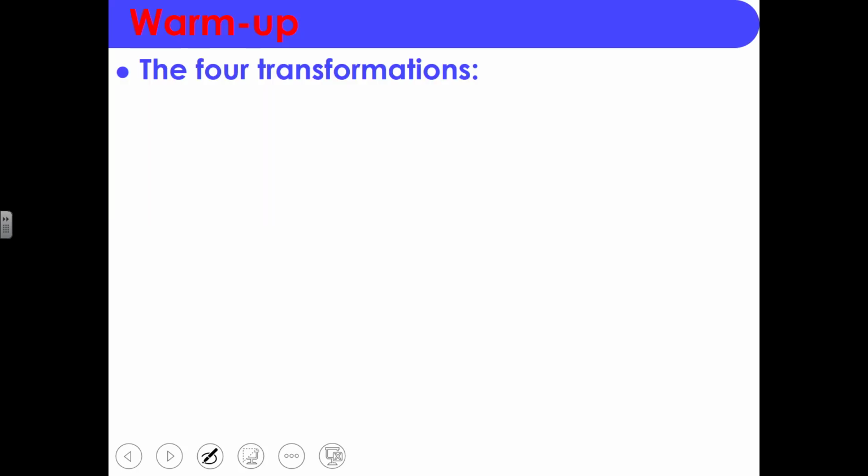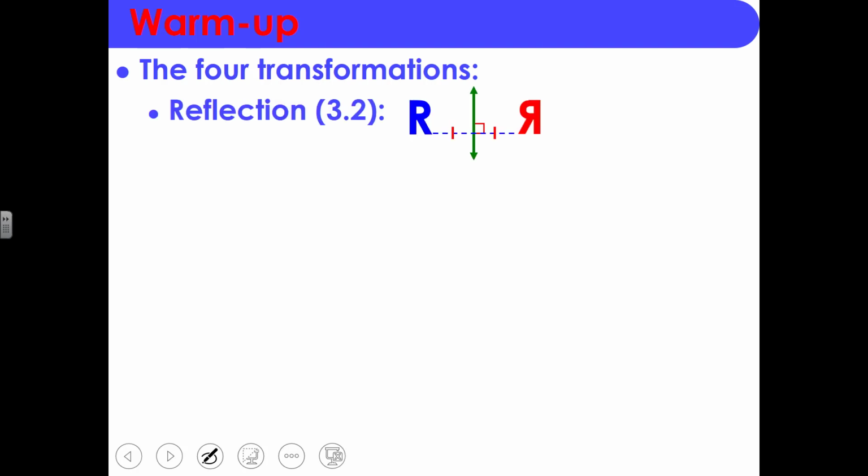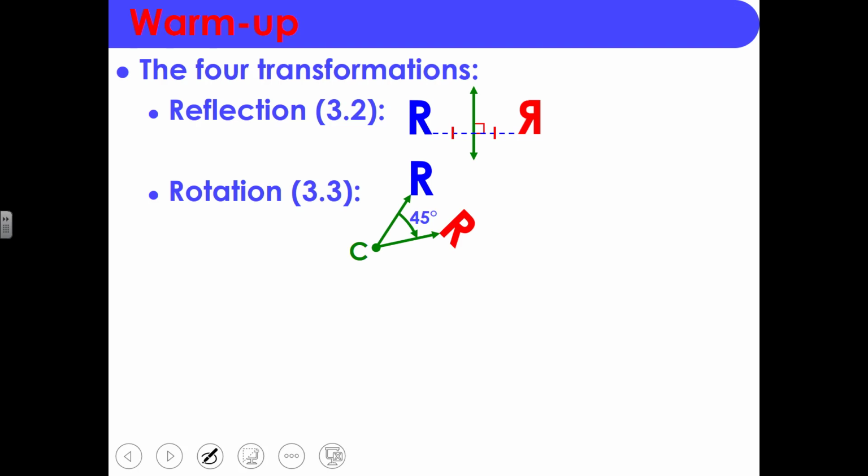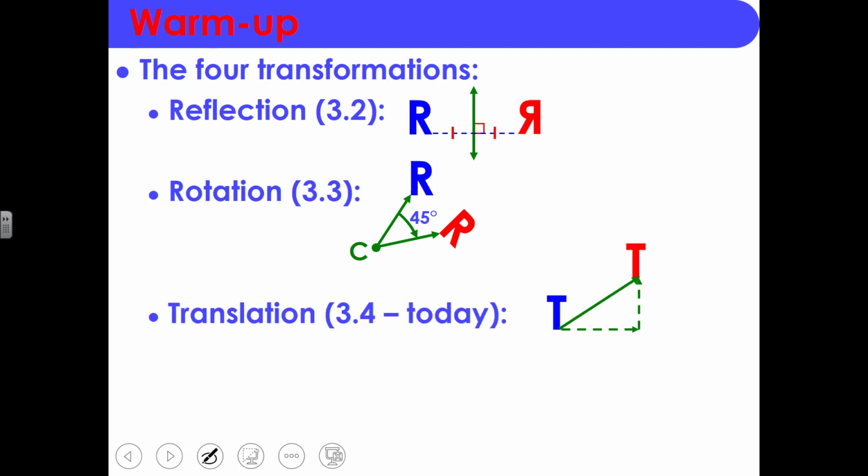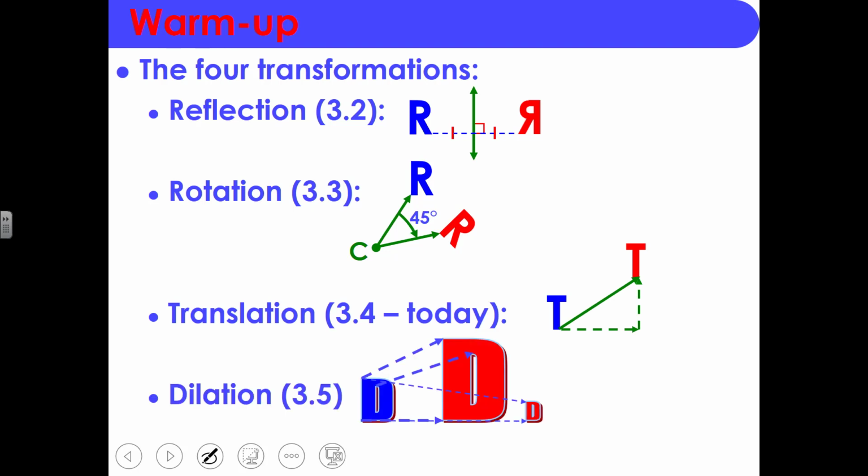As you may remember, there are four types of transformations. The first one is called reflections. We learned about reflections in lesson 3.2. The second type is rotations. Rotations were covered in lesson 3.3. Today's lesson is about the third type of transformations, which is translations. And lastly, we will discuss dilations in lesson 3.5.